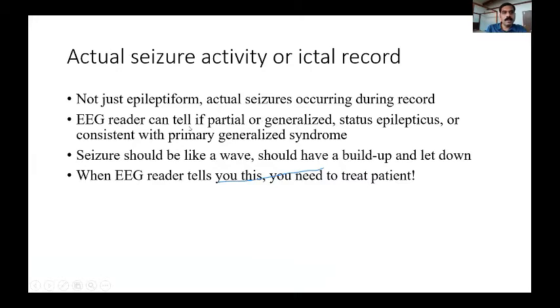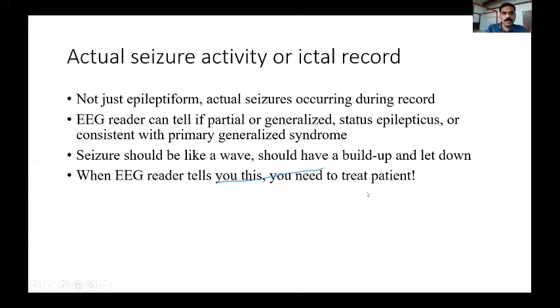The EEG reader can tell if it was a partial or a generalized seizure. Status is when it is more than 30 minutes, and it is considered with primary generalized syndrome. The seizure should be like a wave. That is, there should be onset, there is a build up, and then there is a let down. When you see these three phases, then we call it an ictal activity or ictal record. When the EEG reader tells you about this, you need to treat these children with anti-epileptic drugs.